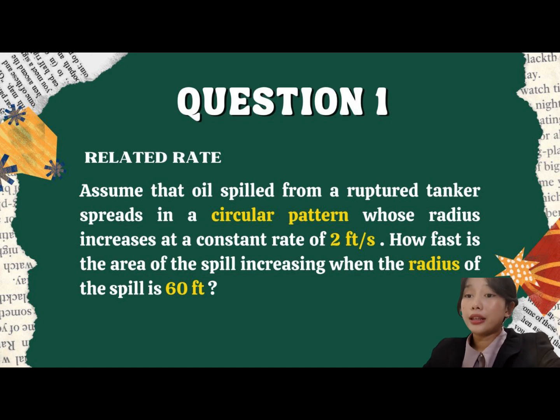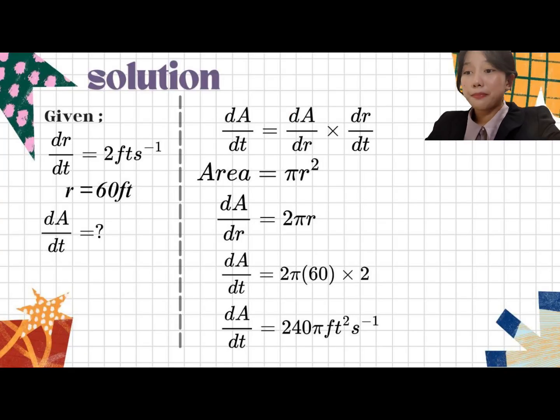Next, take a look at the second point given, the constant rate, which is 2 feet per second. This shows that the distance from the center of the circle to its edge is growing constantly by 2 feet every second. This can be expressed as dr over dt equals 2 feet per second, where r is the radius of the circle and dr over dt is the rate of change of the radius with respect to time. And the third point is the radius of the spill, which is 60 feet.